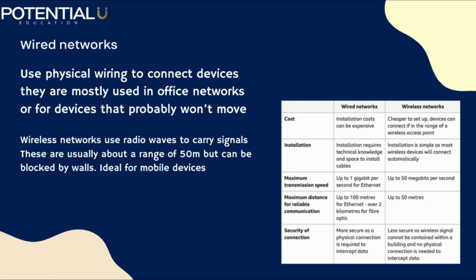However, as I've previously mentioned, walls are not your friend. So it's less secure as the wireless signal can't be contained within a building, and luckily no physical connection is needed to steal data. If you're a hacker, you don't have to connect directly to the Wi-Fi box. You can just sit on Starbucks public Wi-Fi and see what everybody's up to.